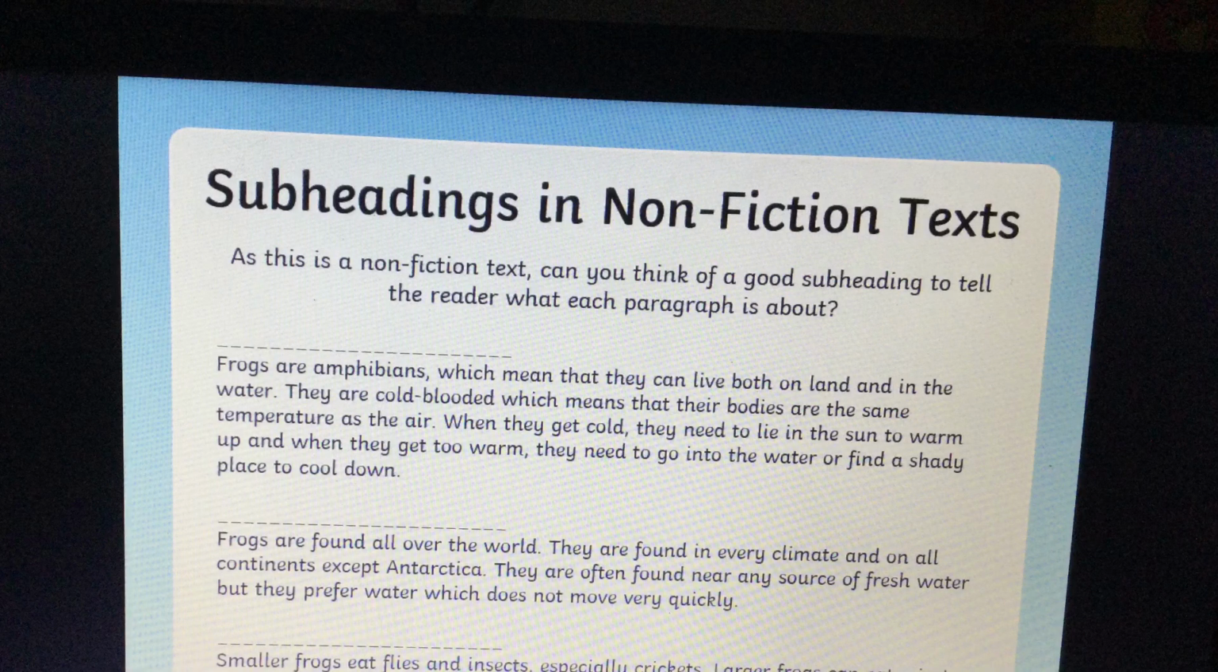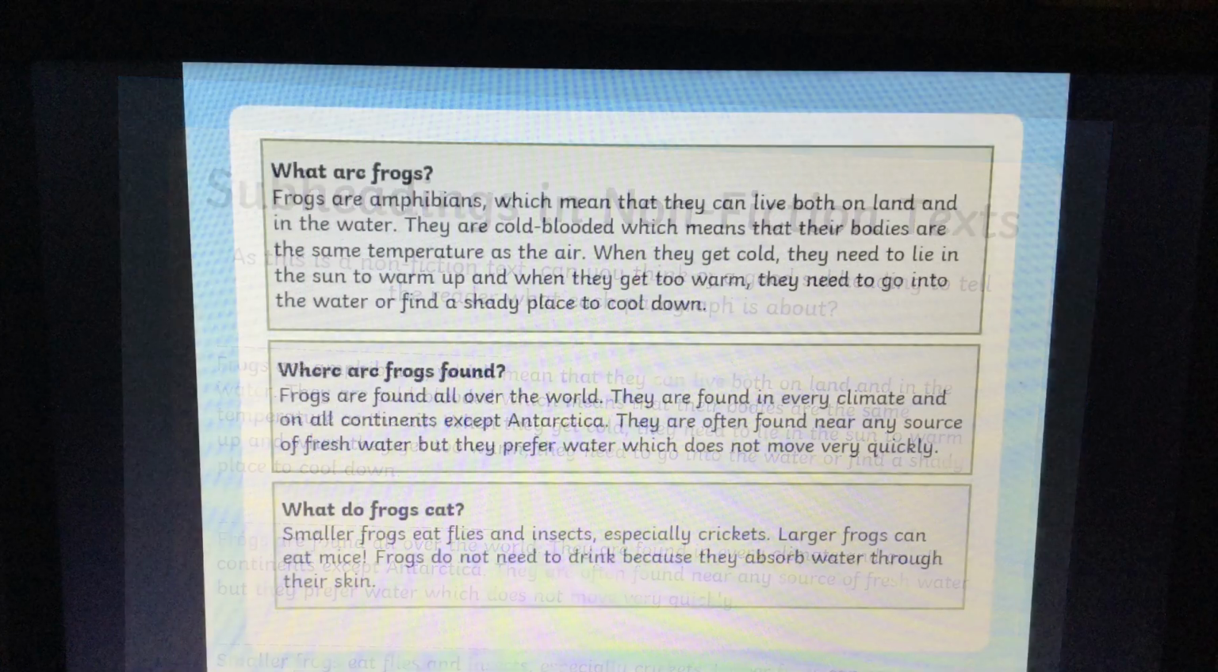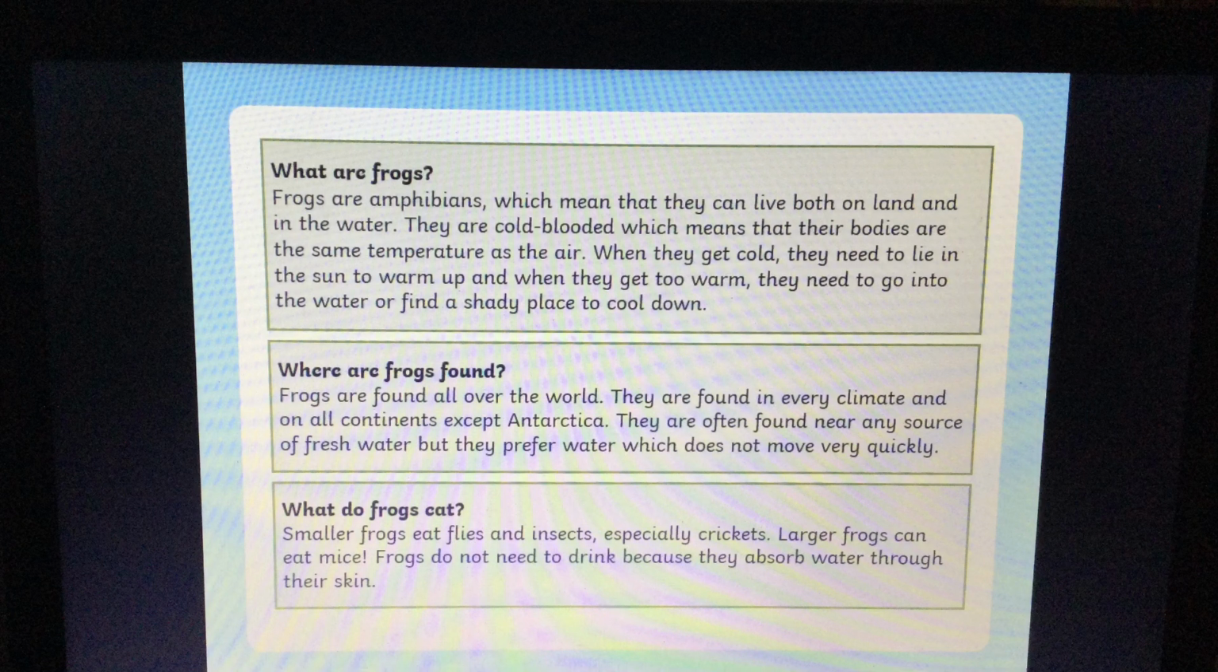Subheadings in non-fiction text. As this is a non-fiction text, can you think of a good subheading to tell the reader what each paragraph is about? Pause the video now and write down three suitable headings. An example of some good suitable headings are: what are frogs, where are frogs found, and what do frogs eat?